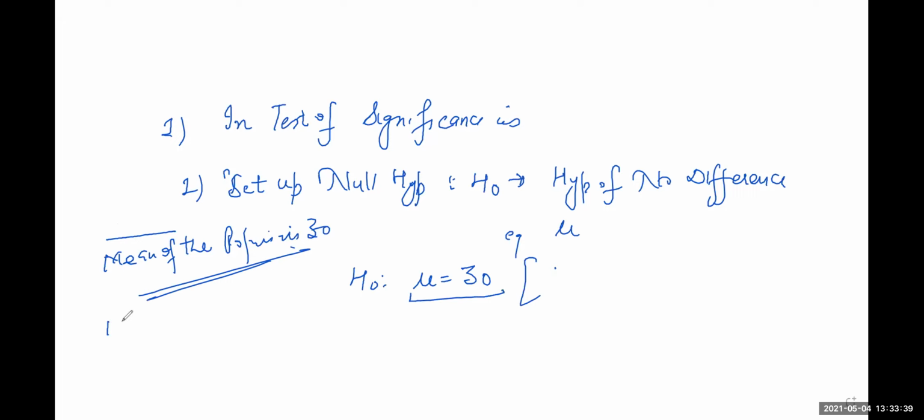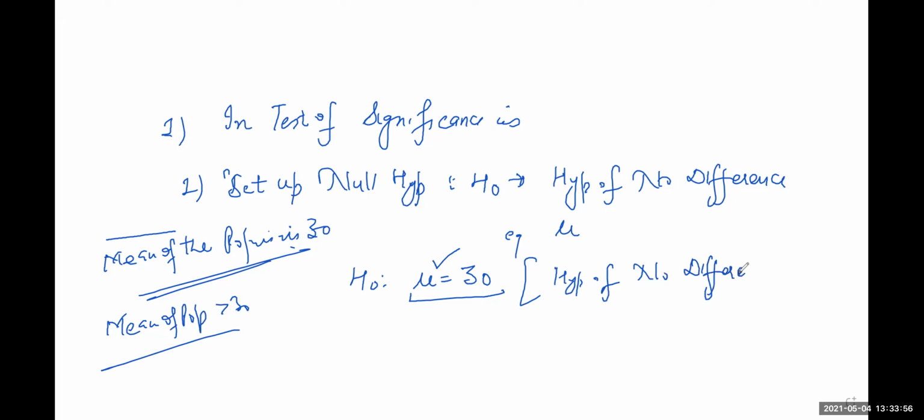सपोज करो आपको चेक क्या करना है, mean of population is greater than 30. It means still you will set null hypothesis mu is equal to 30. So this is the hypothesis of no difference. कोई difference इसमें exist नहीं करता. It is a hypothesis of no difference.